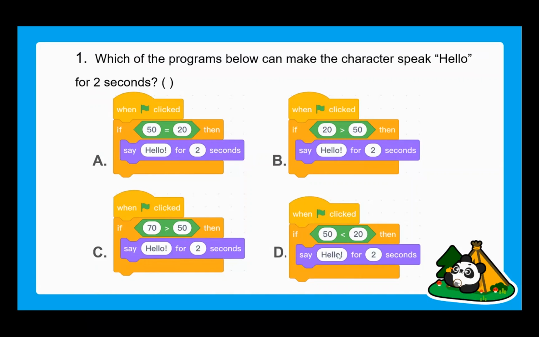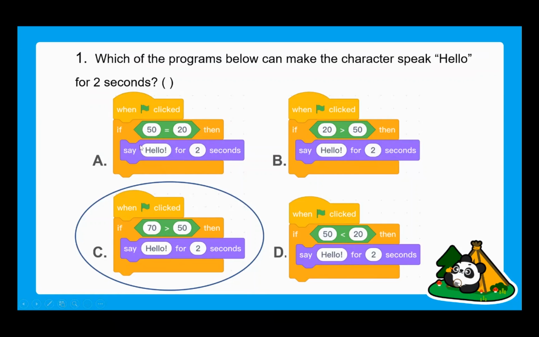So we've got another few questions for you to answer. As always, all I want you to do is imagine to yourself what the answer to these questions are, and I will reveal the answer. So the question here is, which of the programs below can make the character speak hello for 2 seconds? I know we were only introduced to these briefly, but you can see within these programs, we're using those operator blocks within the if-then. So we want to imagine which of these will get the character to speak hello for 2 seconds. So take a close look at what is being stated within these operator blocks. Which one of these do we think is going to get the character to speak hello?